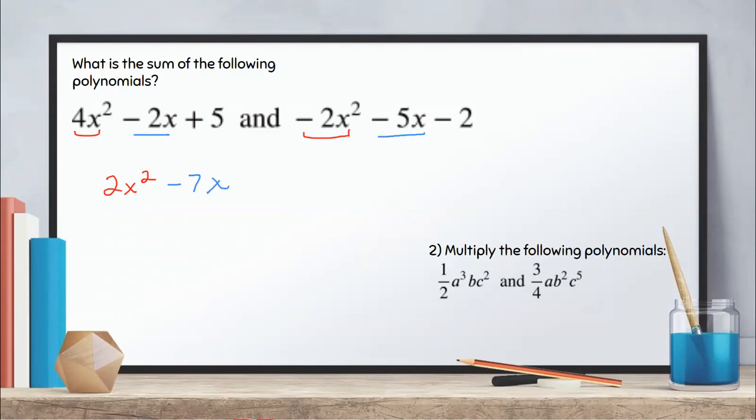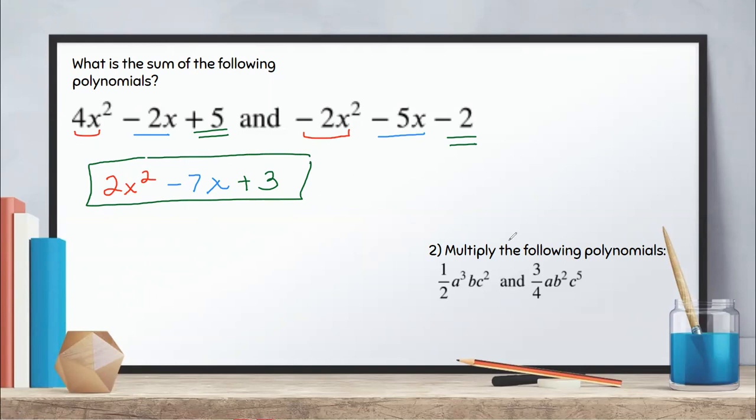And then lastly, our constants are like terms, which is positive 5 and negative 2. So positive 5 plus negative 2 is positive 3. All right, that's our answer because there are no more like terms to combine, and it's already written in standard form. Look at that, real easy. And that's it. That's all we can do for that question.